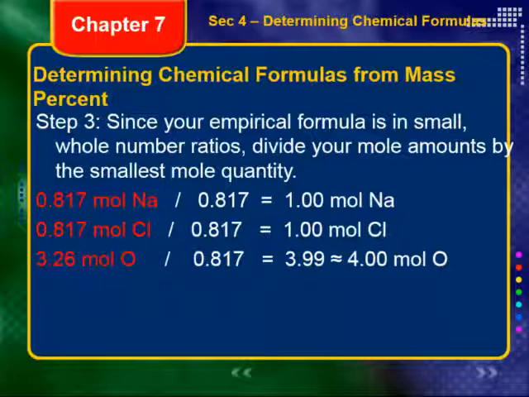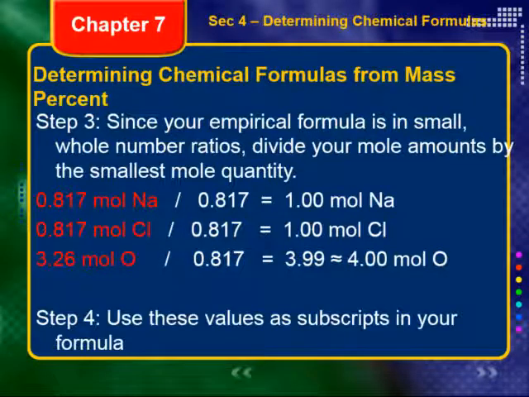Again, I'm not rounding. I'm hoping you see by this point that if we had an infinite amount of precision, this would come out to be 4.00. So use these values as the subscripts for your empirical formula. We're going to get NaClO4. This is our empirical formula here.